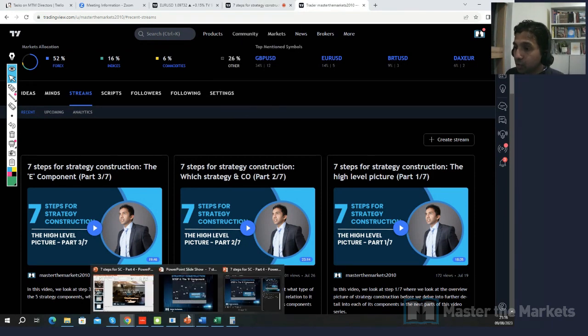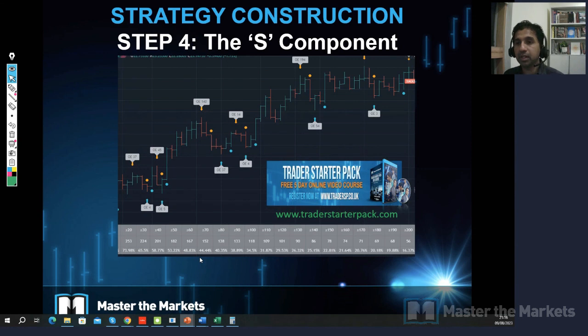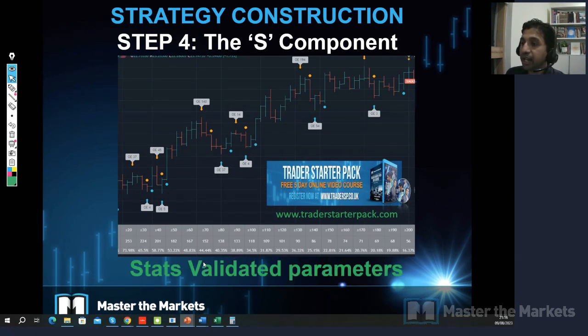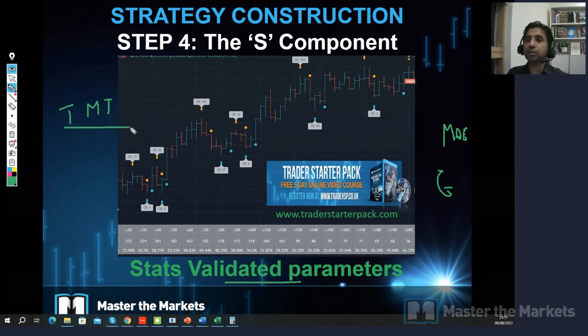The other thing also, traders, as I mentioned before, is in your rules, use stats validated parameters, just like I mentioned for the E component for entry rules, which I just showed you for the MAE and so forth. The other thing is whether some of you might be asking, and some of you are already asking me, which type of stop loss is the best? Is it the technical, the money, or the time?